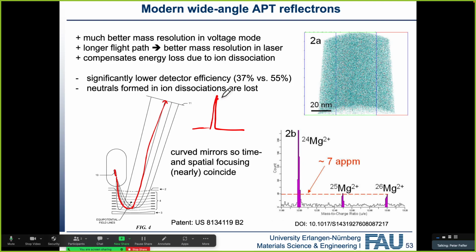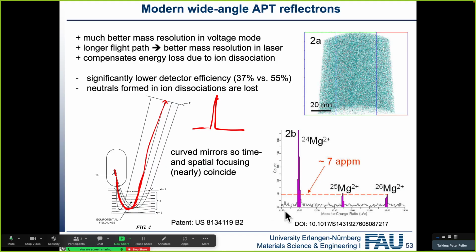If you use laser pulsing, then they typically have no energy difference because the thermal energy you input is very, very, very small compared to the electrostatic energy you put into the ion. And so in a reflectron, the ions fly in a little deeper if they have more energy. And as a result, we get time focusing and energy focusing, and we get a very, very high mass resolution.